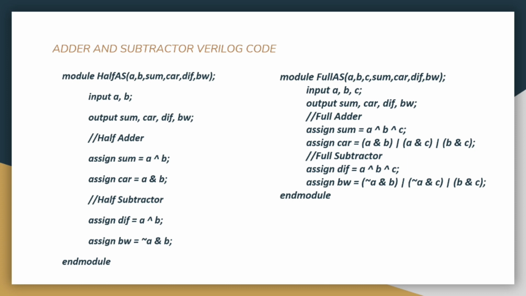For a full adder, you will take three inputs A, B, and C, and output as sum, difference, carry out, and borrow out. Full adder, sum is equal to this expression and carry out will be this expression. Similarly for the full subtractor, and finally end module.